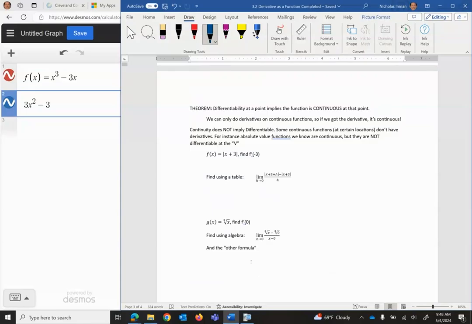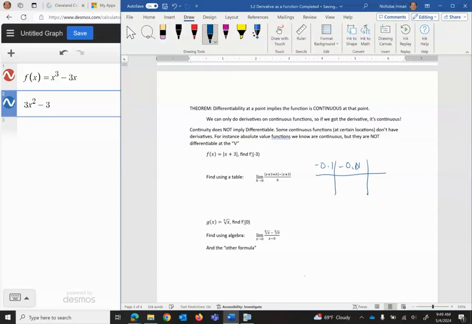But it doesn't necessarily work the other way around. Just because it's continuous does not mean we have a derivative. Continuity does not imply differentiability. For some functions, we can have a continuous function, but it's not going to have a derivative. For instance, the absolute value function: the absolute value of x plus 3. If we try to do this using a table, we need h values as h approaches 0, so we want like -0.1, -0.01.